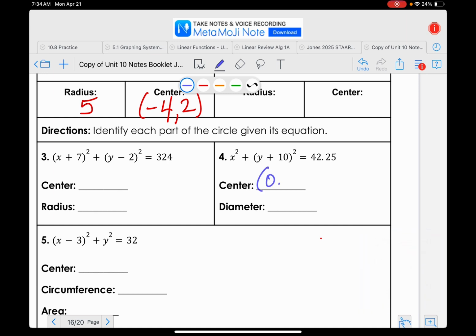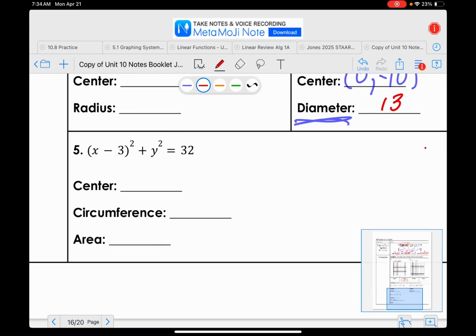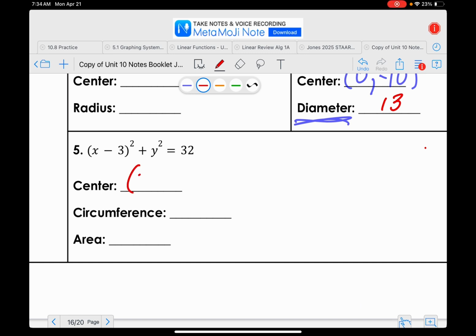The center is 0, -10, because there's nothing here. It would be like x minus 0. And then if I do the square root of this, I get the radius. But look, the question asks you for diameter, so let's double that. Then if we did number 5, your center is this.